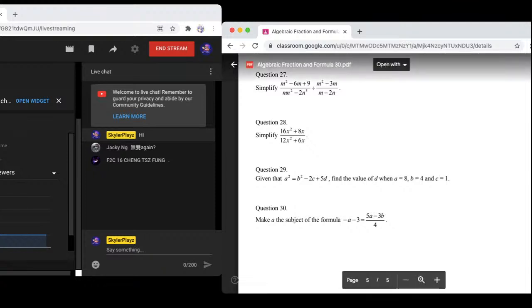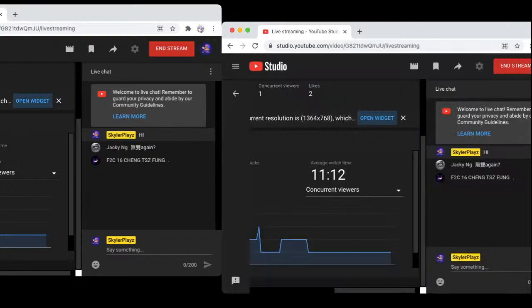Okay, this is the end of this live. Here's the conclusion. When you are doing any of the algebraic fraction question, just do factorization most of the time. About 90% of such situations that will help you.